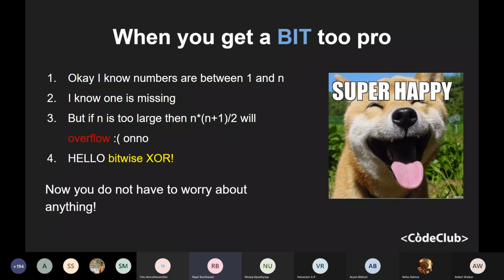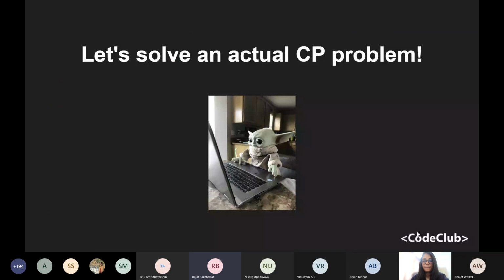Does anyone have any questions about this or any doubts? Yeah, so the XOR will never lead to an overflow. You can try to do a little research and see why XOR will never lead to an overflow. Okay, it seems like people have understood.